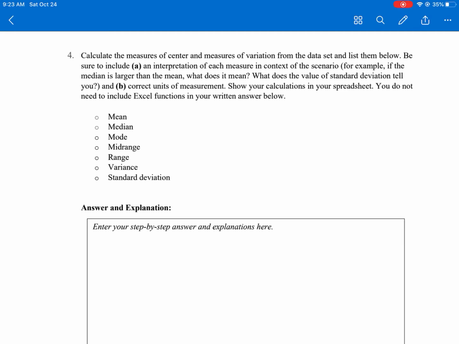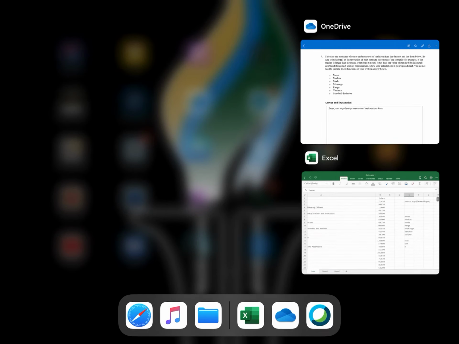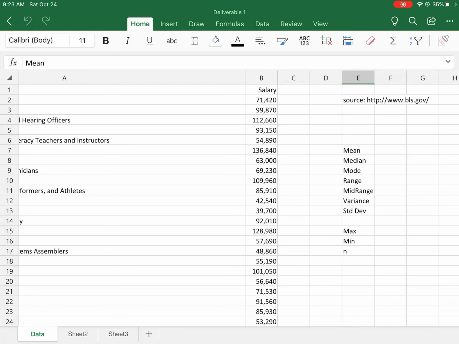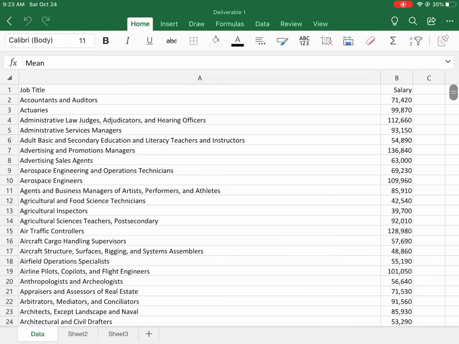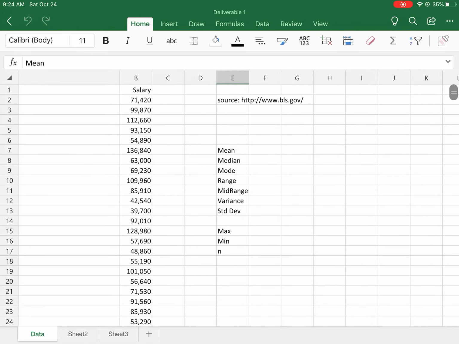To calculate those, you're going to go to your Excel. Here's everything you have: your job title and your salary, which starts at B2 and goes all the way to B365. I want to make sure the assessor can see my work really nicely, so I put this on my Module 1 sheet: mean, median, mode, range, mid-range, variance, standard deviation, max, min, etc.